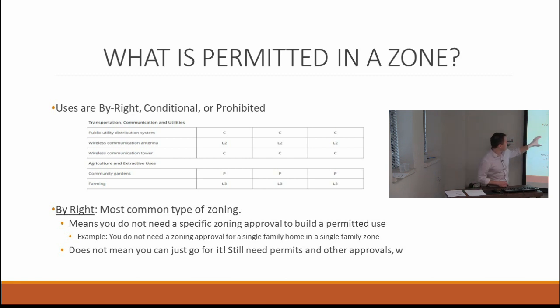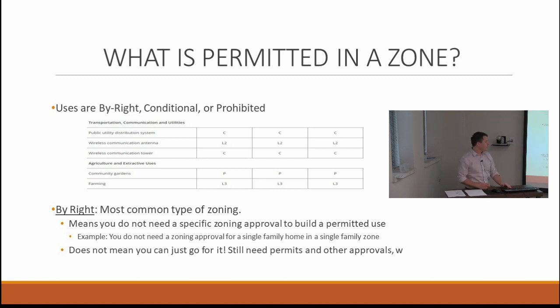But you can see here, this is also clipped out of the zoning ordinance. This is within a single family district. So it'll break down up here, we'll say like the different zones, and this shows you something like a public utility distribution system is conditioned, but community gardens are permitted. That means you can just put a community garden in, you don't need any special zoning approval for it. But if it's a conditional approval, you will.